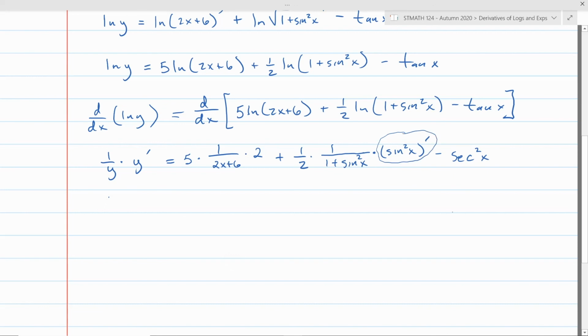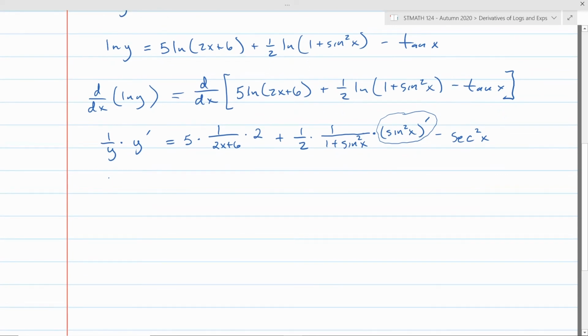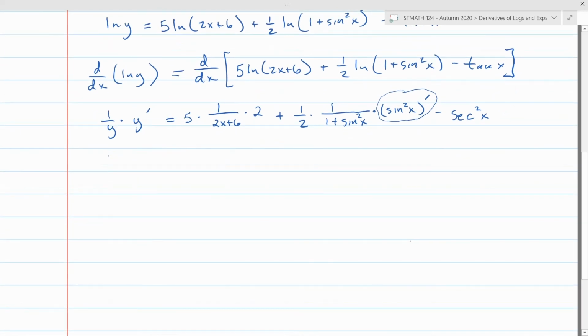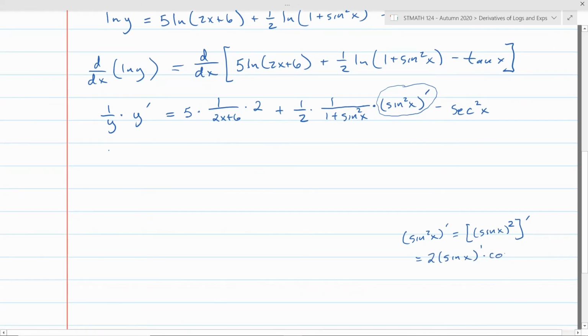To do that one, let me just find a little place to do an aside here. If you're doing sine squared of x prime, that's really sine of x, squared, prime. So if you're taking a whole function squared and you want to differentiate it, you can bring the 2 down. Then it becomes sine of x to the 1 times the derivative of the inside function, which is cosine. So you get 2 times sine times cosine there.